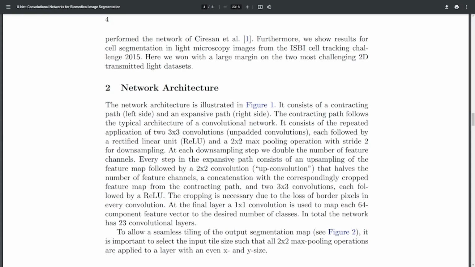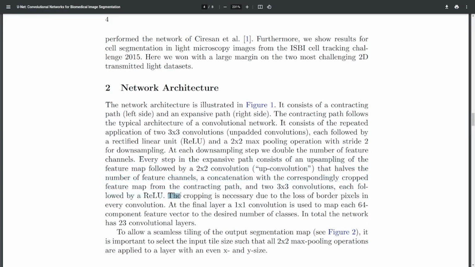Now here we talk about the decoder block or the decoder part of the network. Every step in the expansive path consists of an upsampling of the feature map followed by a 2x2 convolution. In brackets it says up-convolution. So here, up-convolution refers to transposed convolution that is used to increase the height and width of the feature map by a factor of 2, and it halves the number of feature channels. A concatenation with a correspondingly cropped feature map from the contracting path. So, after the upsampling using transposed convolution, the process is followed by concatenation with the appropriate skip connection from the encoder part of the network. In addition, two 3x3 convolutions, each followed by a ReLU. Until now, we've seen the entire explanation of the decoder block.